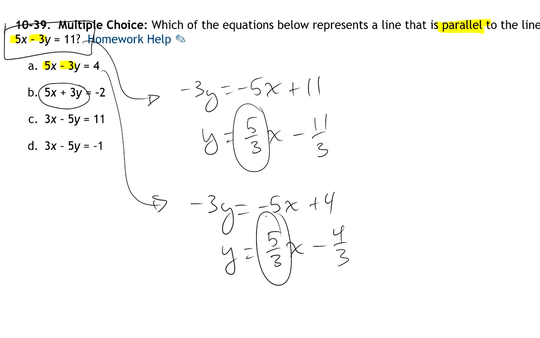They have different y-intercepts. They're hitting the y-axis at negative 11 thirds and negative 4 thirds. But they have identical slopes, and whenever we have the same exact slope, they have the same rise-run pattern, so they're clearly parallel lines. They're both up 5 over 3. And that's it.